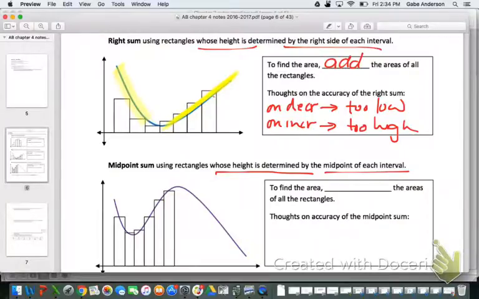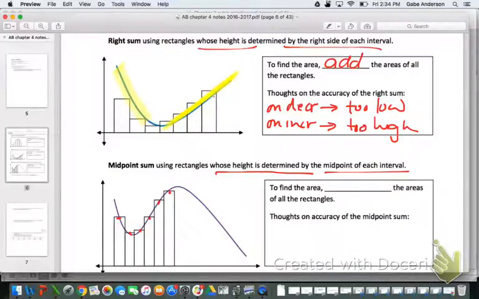So I've tried to represent that as best I could on this graph. You can see that the height of this first one is right in the middle of the interval. I missed a little bit with the next one there. But then, it's roughly right in the middle there. I'm using the middle of the interval to determine the height of each rectangle.